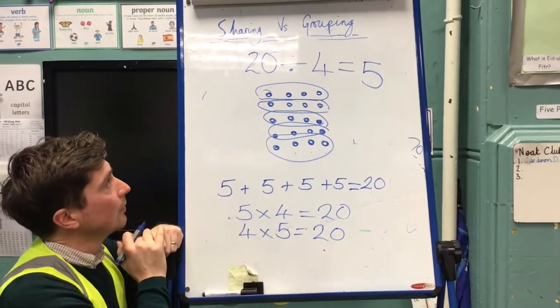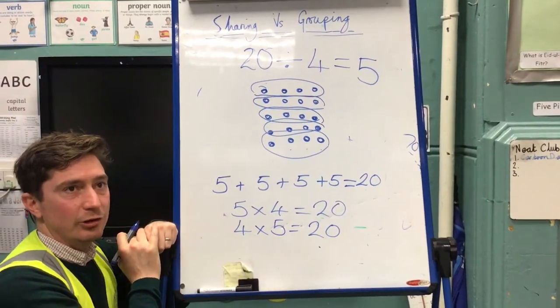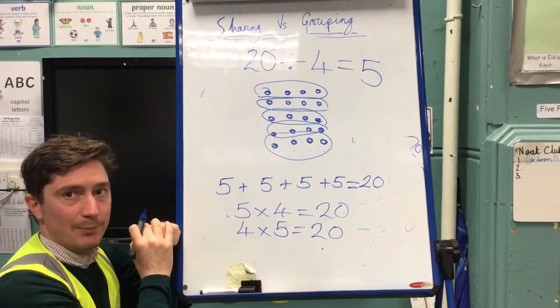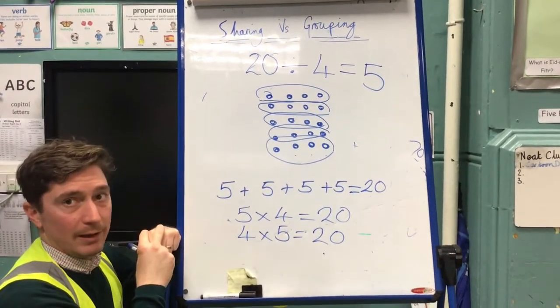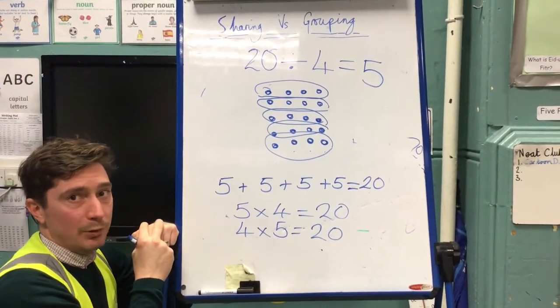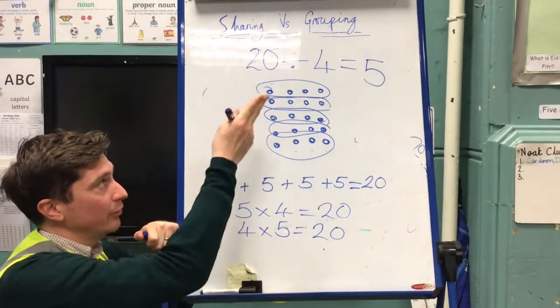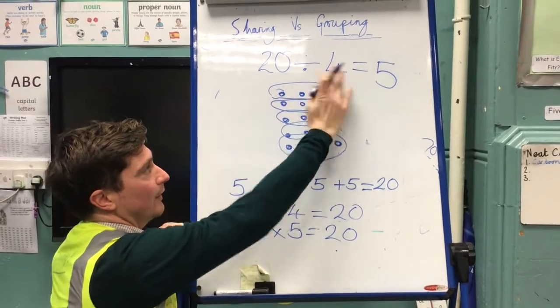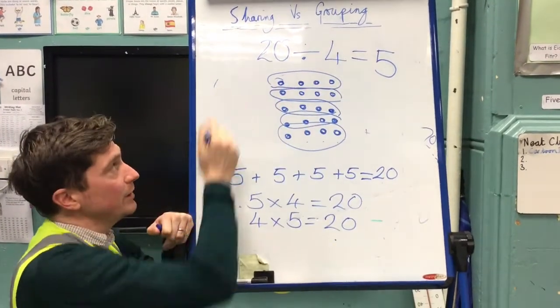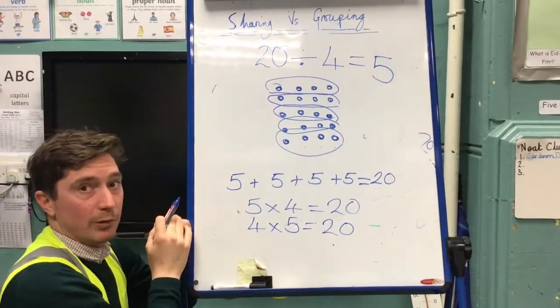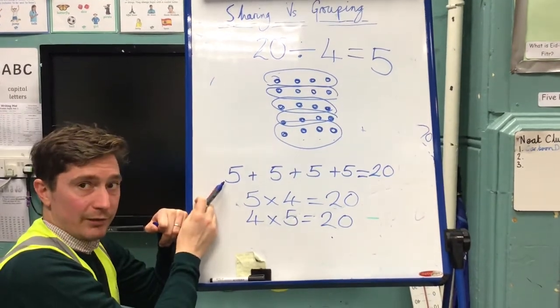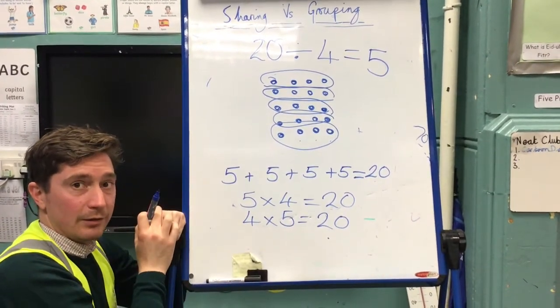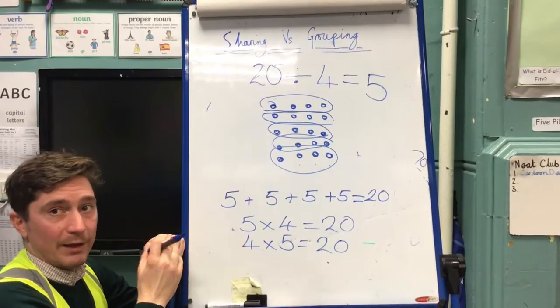Some questions will say something like, can you share out the 20 pencils between the pots? And you will do the sharing method. Some might say the children were put into 4 different groups, and you might choose the grouping method. If you get a question that just says 20 divided by 4 like this, a mental arithmetic question, you can decide, do you want to do sharing? Do you want to do grouping? Do you want to use the inverse operation? So there's lots of different ways. You decide which way works best for you, okay?